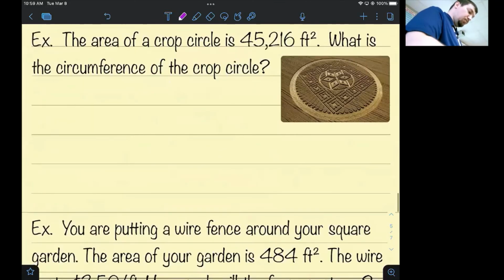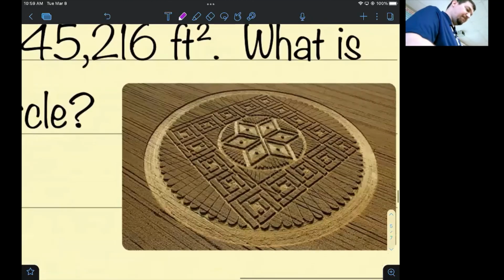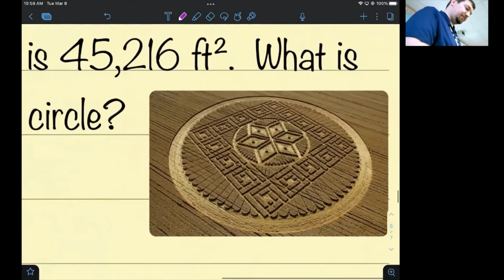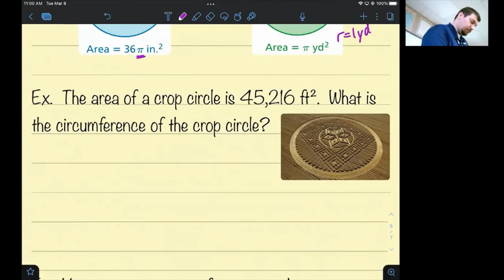And we have 2 problems left. I thought I'd throw some interesting problems in this. Aliens, right? It says the area of a crop circle is 45,216 feet squared. What is the circumference of the crop circle? So to go from area to circumference, what would I need to do? Xander, what would I need to do? First do 45,216 divided by pi. Okay, that's a good start. I'll come back to you in a second.